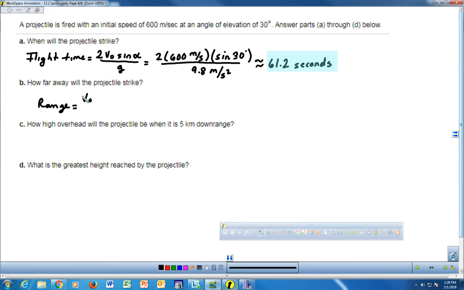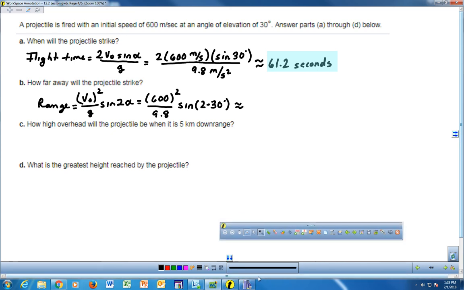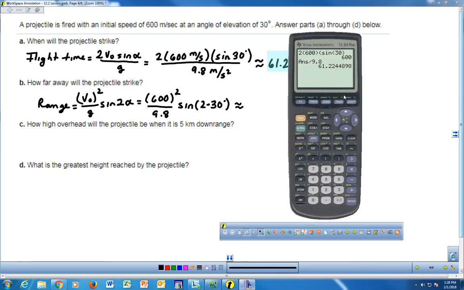Initial velocity squared divided by the gravity times sine of twice alpha. So that is going to be the initial velocity, which is 600 squared, divided by the gravity, which is 9.8, times sine of twice the alpha, which is 2 times 30. And that should give us the range, the horizontal distance that this projectile is going to cover.